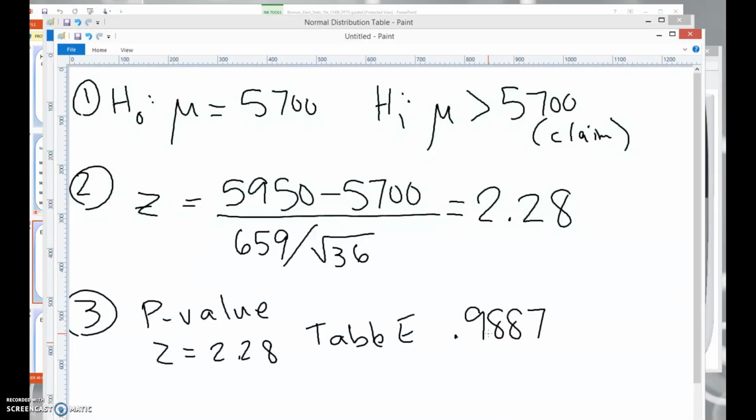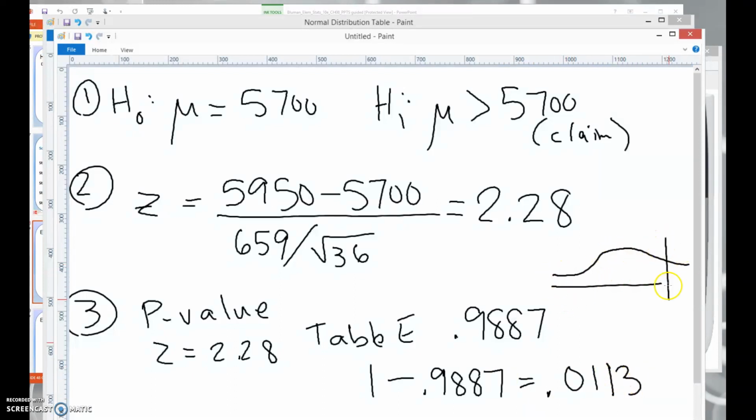this value is to the left of our value. We are looking at a greater than, which is our right-tailed test. We want to take 1 minus this to get 0.0113. Remember, for the z-test, this is what we just did, but we want to know the greater than, so that's this piece here. We take 1 minus the value we found from our table. Here is our p-value.